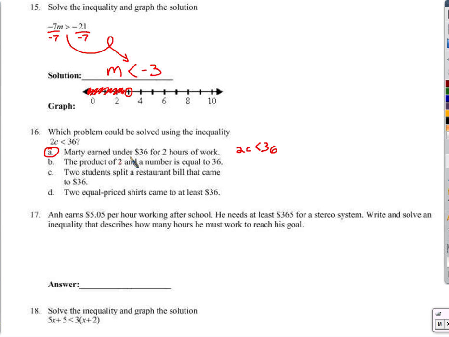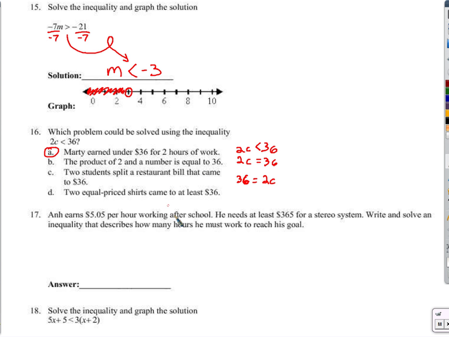But let's look at this one. The product of two and a number is equal. That's going to be out right away because it's equal to, right? This is not equal to. So that would be like 2C is equal to 36. That's not it. Two students split a restaurant bill that came to $36. Okay? They split a restaurant bill, so the restaurant bill was 36, right? And if C represents how much either one of them paid, then I guess that could work. 2 times the amount that they paid each is equal to 36, or 36 over 2 equals C might be the way that you look at it. But either way, it's equal to, right? They're not going to pay more than the bill. They're not going to pay less than the bill.